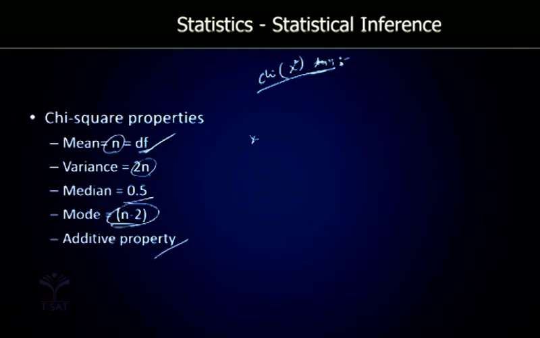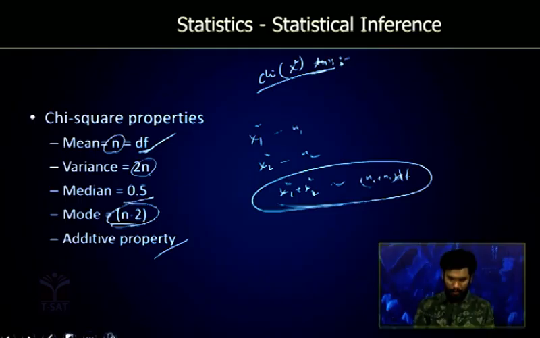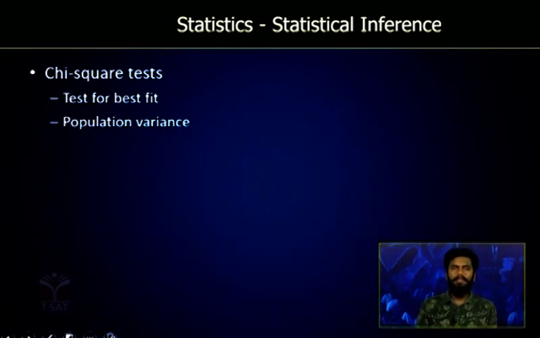Let us consider one chi-square distribution which has n1 degrees of freedom, and a second chi-square distribution which has n2 degrees of freedom. Now chi1 square plus chi2 square will also follow a chi-square distribution with n1 plus n2 degrees of freedom. That is very important. The additive property is satisfied in the chi-square distribution. You have to remember the mean, variance, median and mode also. Okay. Next we will see what are the tests that are based on the chi-square distribution.